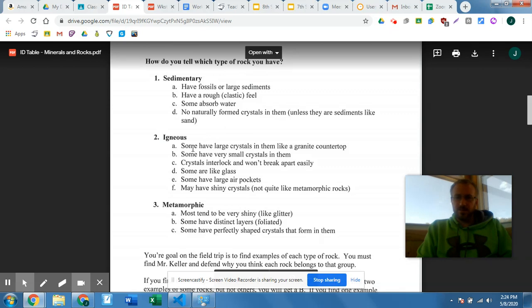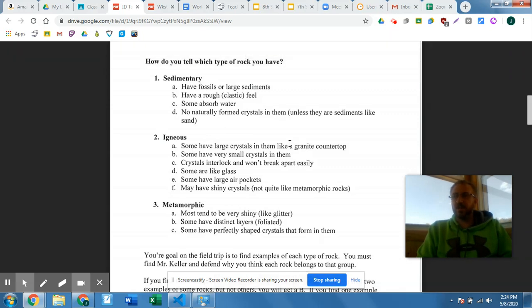And then igneous, think granite. If it's got large crystals that are kind of randomly smushed together, they're not perfectly formed crystals like a diamond or a ruby or things like that, you are looking at an igneous rock. If you have very small crystals, it's also an igneous. It's just a different kind, which we'll talk about in our notes on Wednesday.